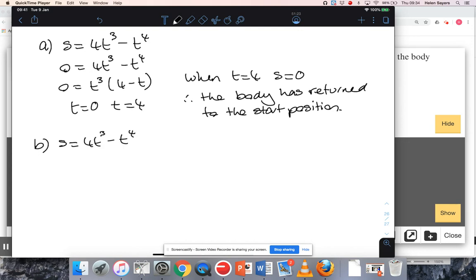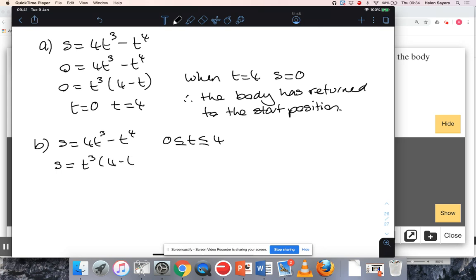Now, it's quite hard to draw any conclusions from that, because if t is always between 0 and 4, then 4t cubed will always be positive, and t to the power of 4 will always be positive. But whether, when I subtract them, I still get a positive, well, obviously that depends on the size of t to the power of 4 compared to the size of 4t cubed. So I don't think I can really draw any conclusions from that.